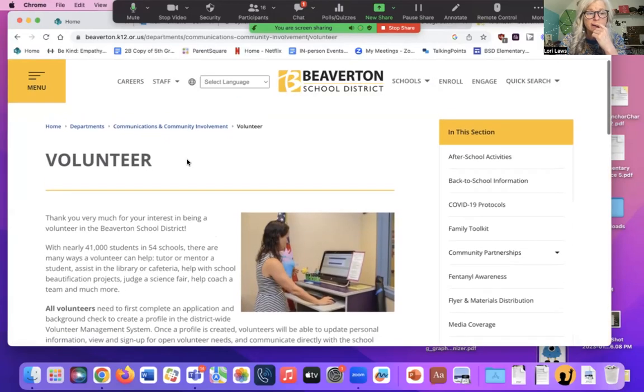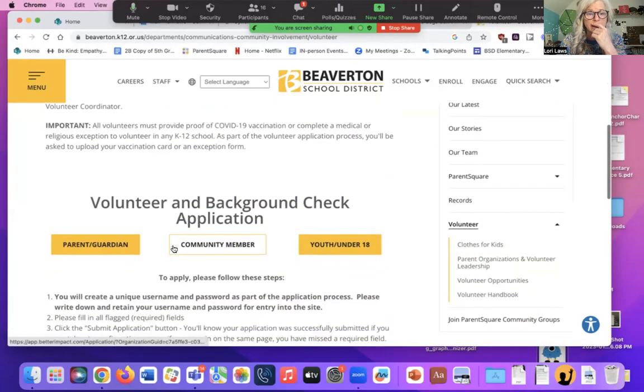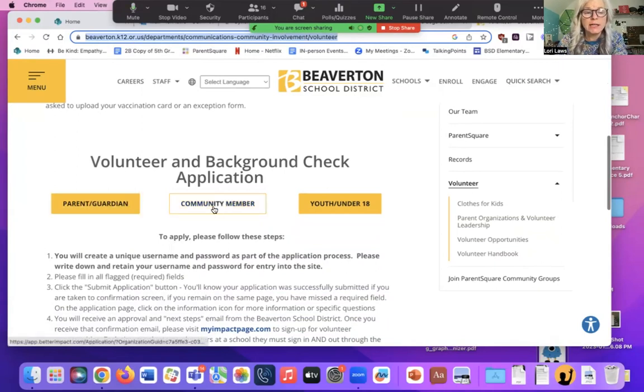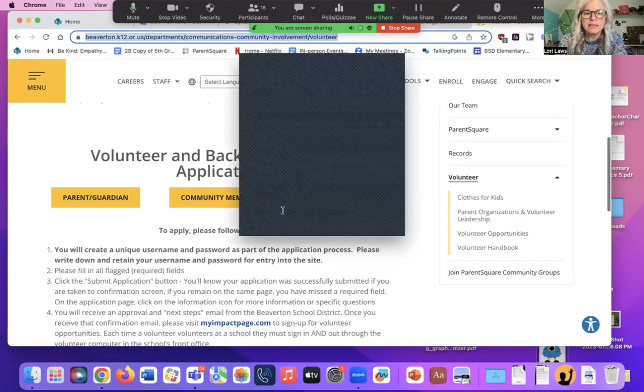Thank you very much for your interest in volunteering. All volunteers need to do a background check and get in our system. Here it is. So I'm going to put this link into your thing right now, and you can open up the page, and then she would click as a community member or parent or guardian, whichever one. But it does take about a week, so she probably couldn't come this week. It takes even more than a week, probably a week and a half. So here it is. If anybody wants their parents to do that background check, they have to do that if they're going to go on a field trip or volunteer with us. Okay.